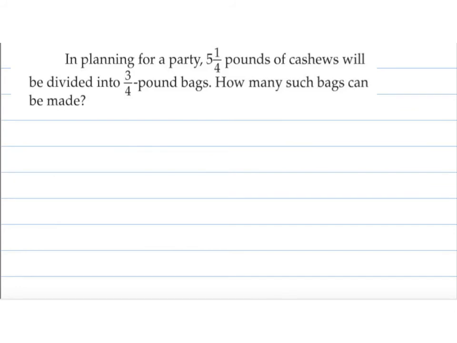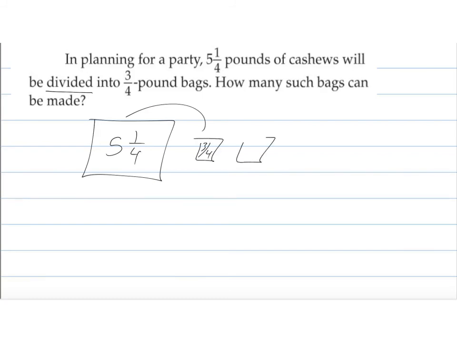Now let's try a word problem. I'm planning for a party. 5 1/4 pounds of cashews will be divided into 3/4 pound bags. How many such bags can be made? So we know, first of all, that we're dividing because it tells us to, but we also know that we are picturing something, a total of 5 1/4, and that those are going to be dispersed then into smaller amounts, 3/4 pound bags. And we're wondering how many of these can we have? So what we're really wondering is how many times can we make 3/4 fit into 5 1/4? So there it is, set up.